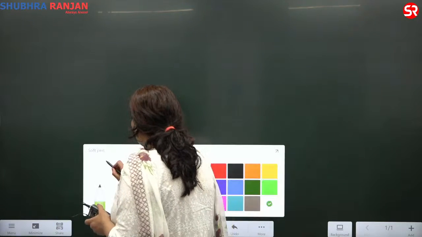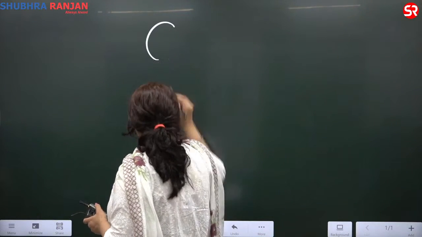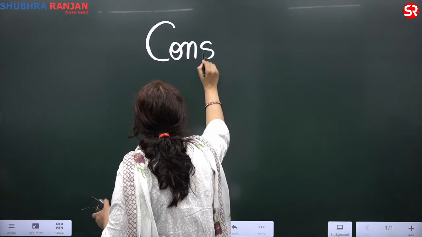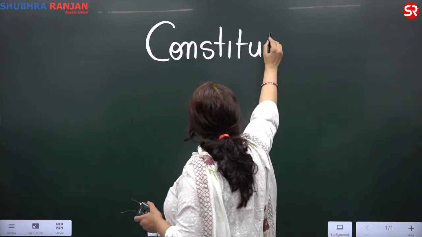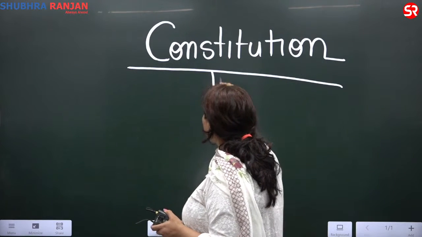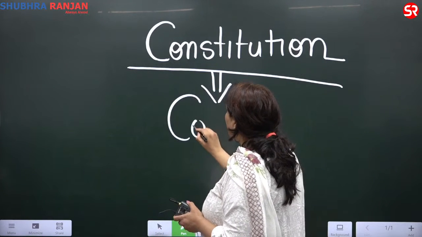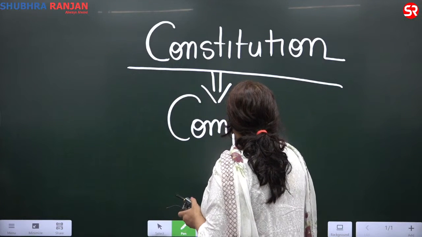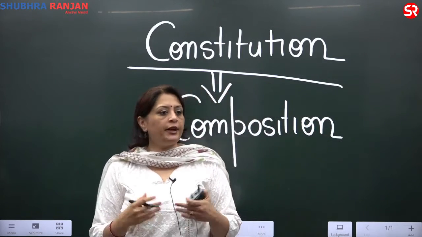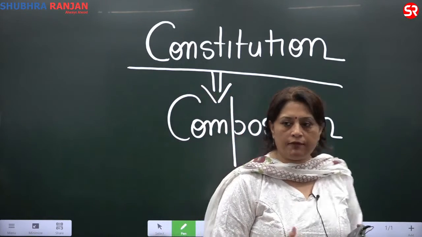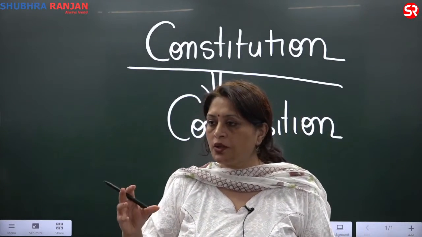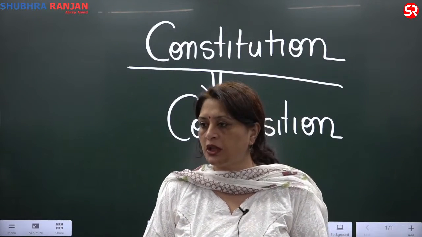What exactly is the constitution, and what is the need of the constitution? So constitution is something like the composition, what all comes under it. For example, we have a federal system, we have a democracy, we have fundamental rights, we have elaborate provisions on civil services also. So what is the composition of the political system?